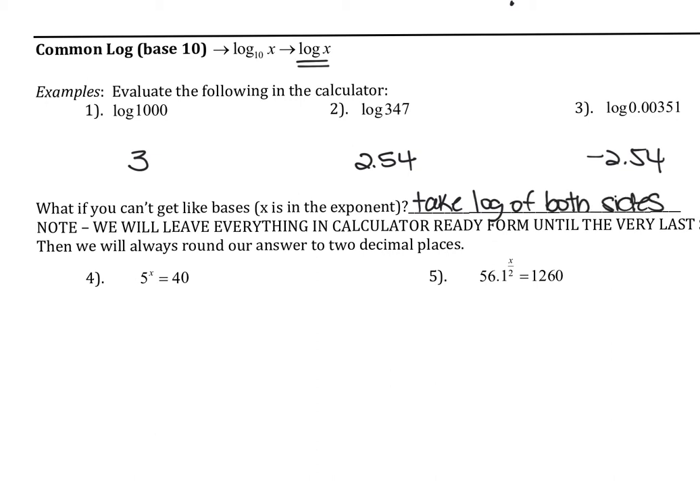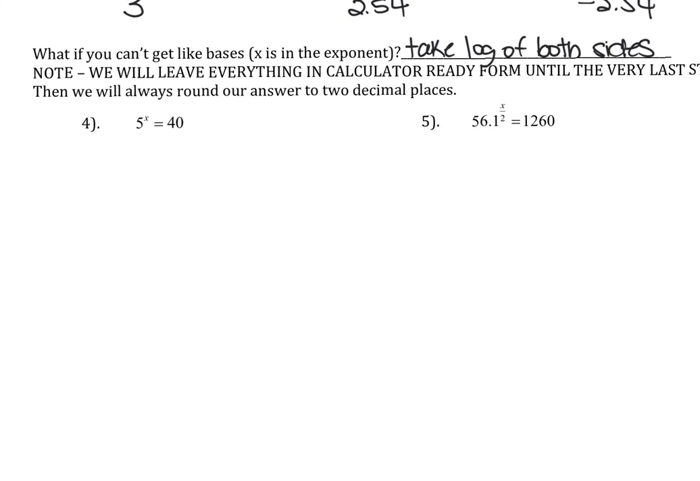And I'll explain why that is going to be important. Notice my note there. We're going to leave everything in calculator ready form until the very last step. And then we're always going to round our answer to 2 decimal places. So you'll see, and I'll point out, when I will actually take the calculator out.